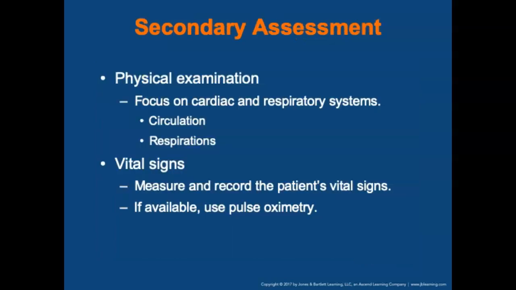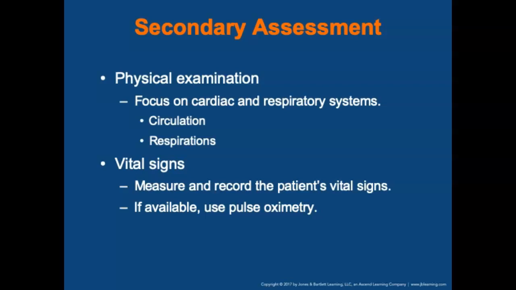Okay, and then there's the secondary assessment. After you do the history taking, which is the SAMPLE history and the OPQRST, we're going to move on to the secondary assessment. And what we want to focus on is the cardiac and respiratory systems. And so we're going to focus on the circulation. So assess pulses at various locations, skin color, skin temp, skin condition, respirations. Are lung sounds clear? Are breath sounds equal? Are neck veins distended? Is the trachea deviated or midline?